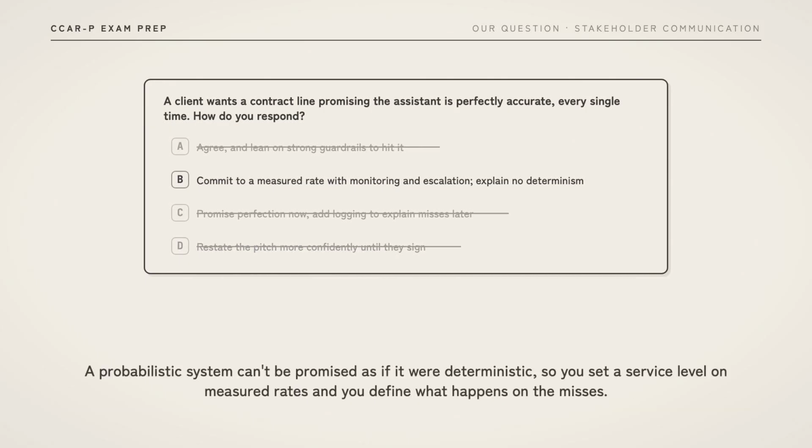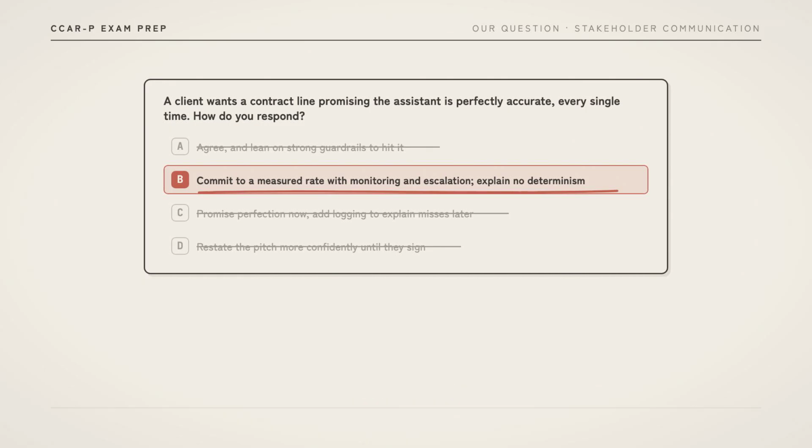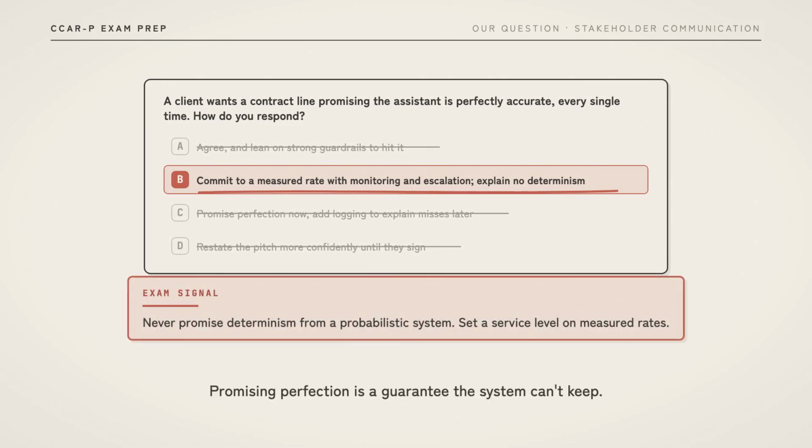A probabilistic system can't be promised as if it were deterministic, so you set a service level on measured rates and you define what happens on the misses. The answer is B. Promising perfection is a guarantee the system can't keep. The logging version is compliance theater. And restating the pitch is louder, not clearer.